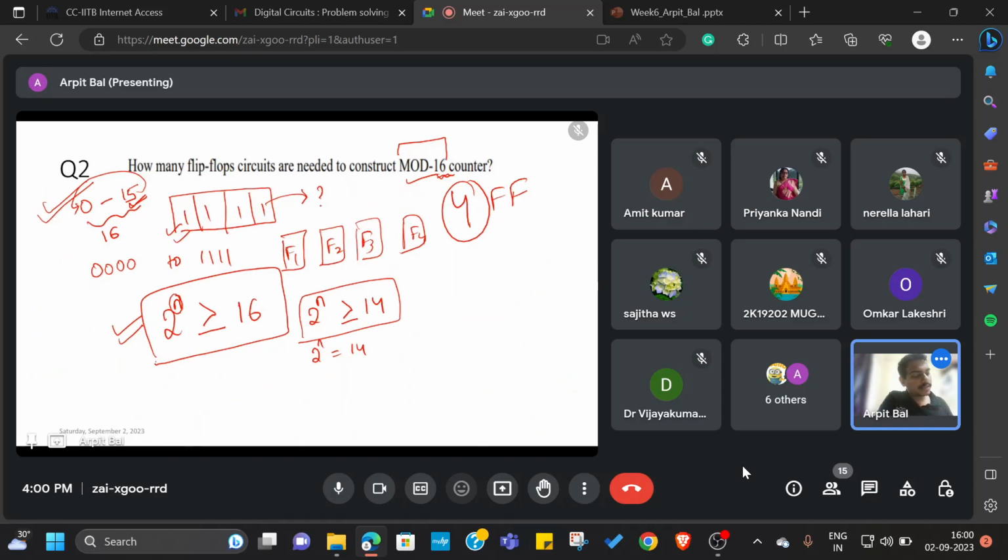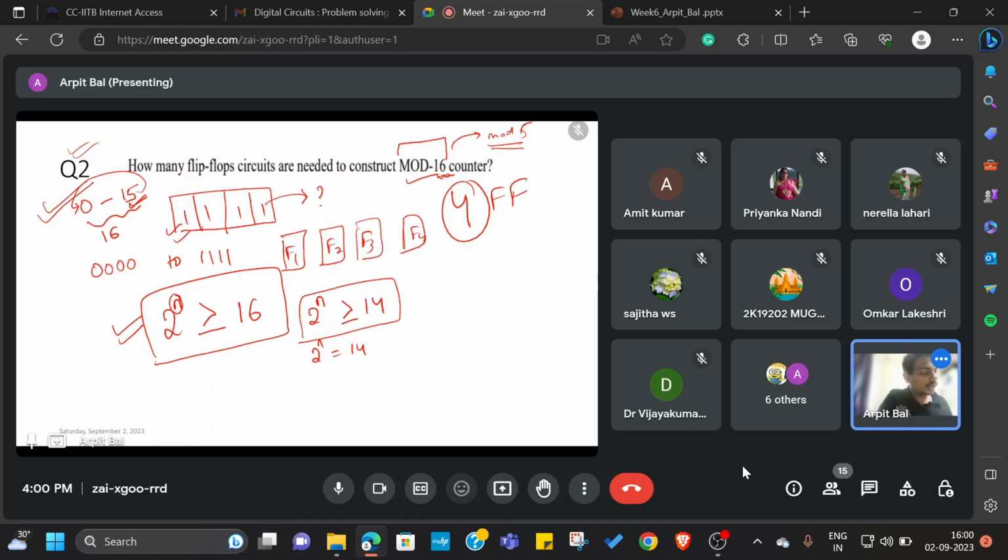Then the next thing we observed is how many flip-flops are needed to construct a mod 16 counter. There is a follow-up question to this one in question number 6, which mentions a mod 5 counter, so there you need to use the same logic. Someone was facing an issue in this question, so I thought I'd mention mod 5, where two cascaded mod 2 and mod 5 counters are there.